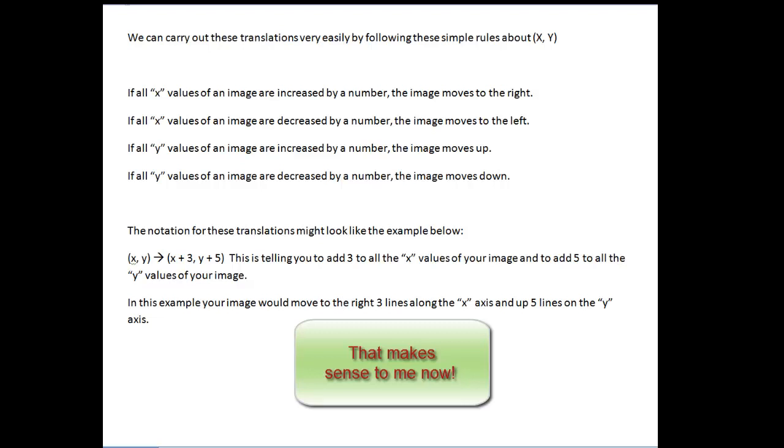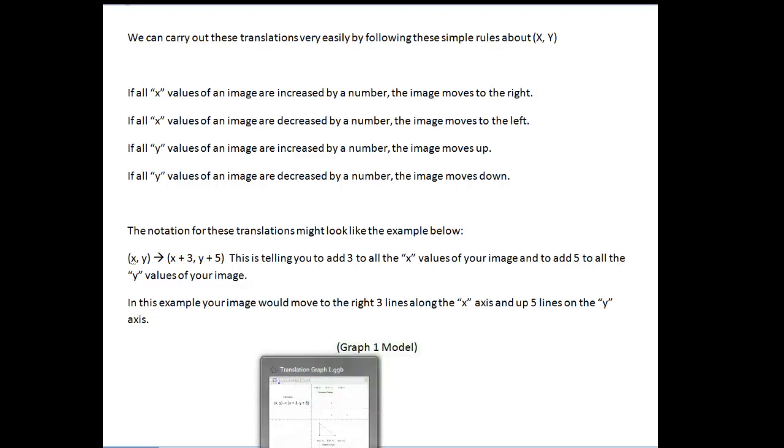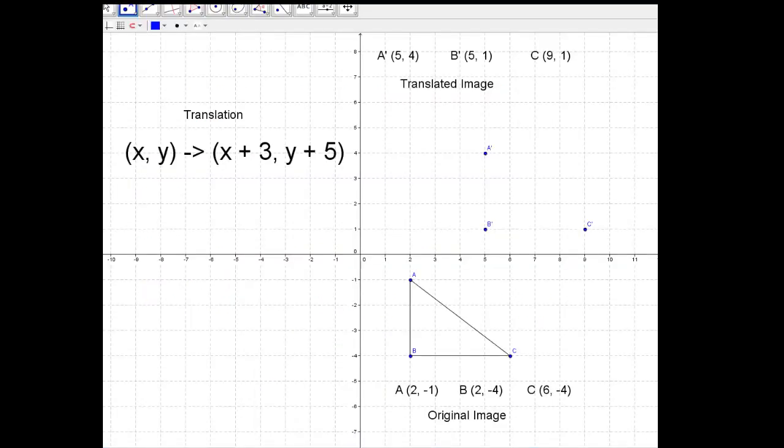The notation for these translations might look like the examples below, where they have the x comma y value with an arrow moving towards, in this example, x plus 3 comma y plus 5. This is telling you to add 3 to all the x values of your image and to add 5 to all the y values of your image. In this example, your image would move up and to the right, and it would look like this.